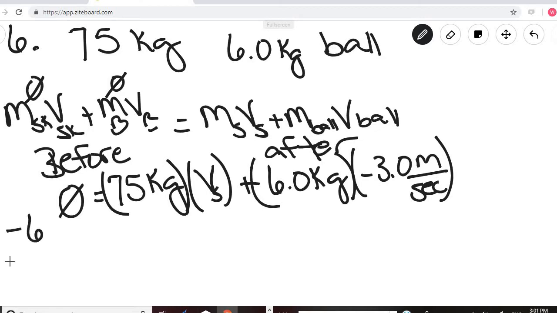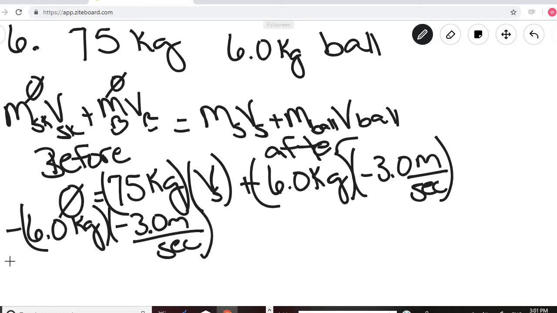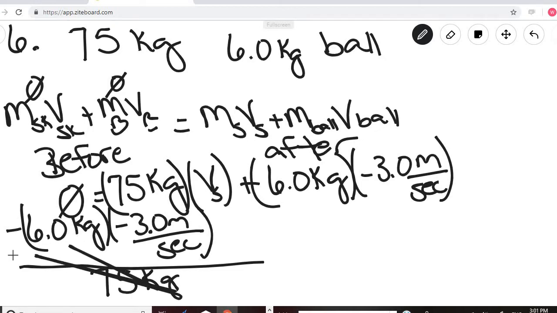So -6.0 kilograms times -3.0 meters per second. Okay, so this is negative, and I'm subtracting it from both sides, so you have a minus a negative, which is a positive, and we will divide that by the mass of the skater. Divide that by 75 kilograms, which is the mass of the skater. So kilograms will cancel. Negative and negative gives us a positive, and then divide by a positive.